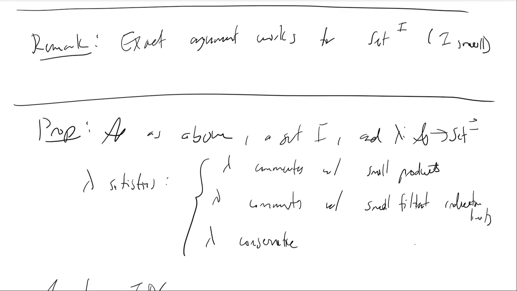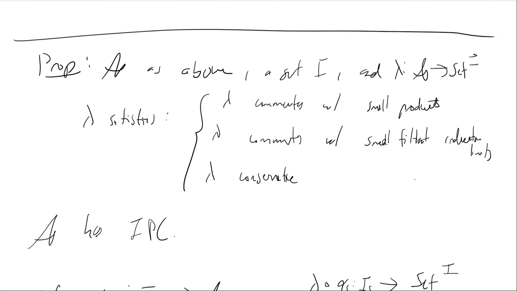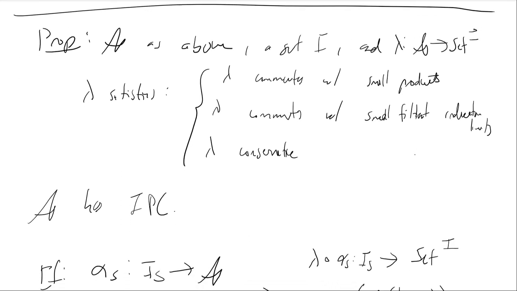So we take A to be a category with these properties, same as we've been assuming all along, and we have a set I, and a functor lambda, A to Set^I. And we assume that lambda commutes with small products, lambda should commute with small filtrant inductive limits, and lambda should be conservative. Under these conditions, we will conclude that A has the IPC property. And this proof is very clean, given all these assumptions. So we'll just show it.